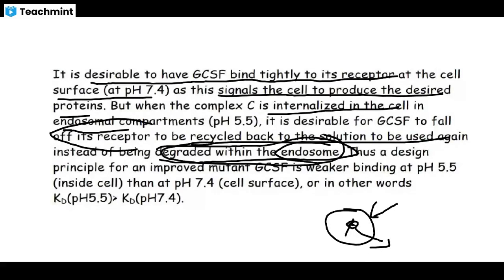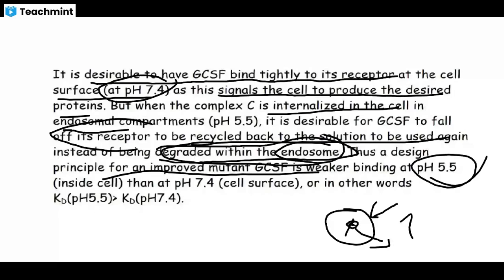So the design principle for the improved drug is weaker binding at pH 5.5 and stronger binding at pH 7.4, because outside the cell the pH is 7.4 and inside the cell it is lower. Here the binding should be strong and here the binding should be weak; only then can it recycle back. Otherwise, it is decomposed. So Kd, the dissociation constant, should be higher at pH 5.5 and lower at pH 7.5.